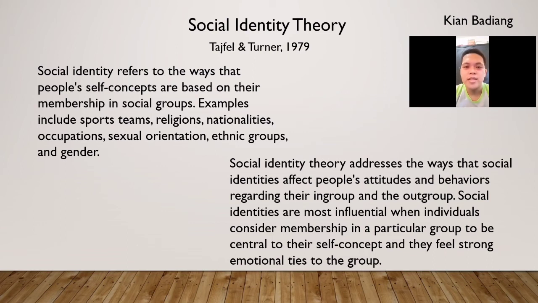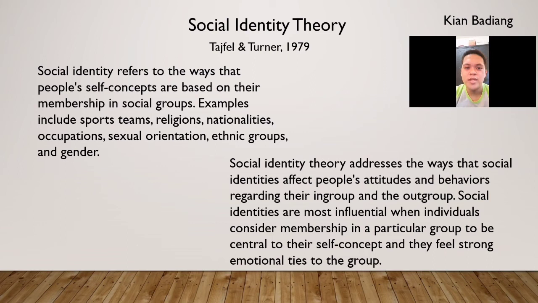In the late 1970s, Tajfel and his team conducted a series of studies that would lead to the creation of something called the social identity theory. Social identity theory addresses the ways that social identities affect people's attitudes and behaviors regarding their in-group and out-group. Social identities are most influential when individuals consider membership in a particular group to be central to their self-concept, and they feel strong emotional ties to the group. There are 3 stages of the social identity theory. These are categorization, identification, and comparison.